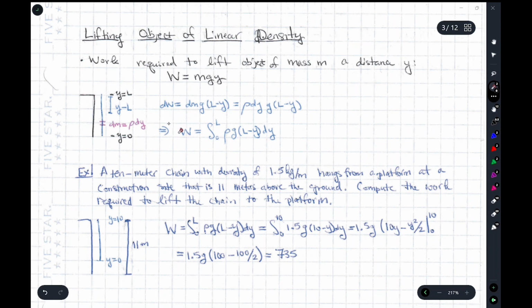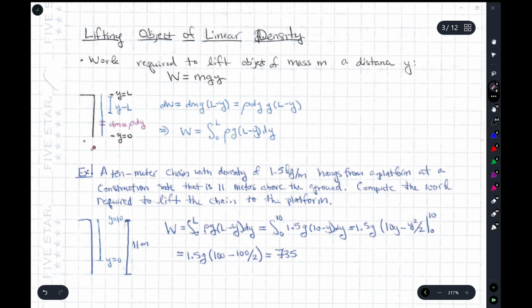Well, to lift up this small piece of this string, dm, we're going to use the linear density. This rho is the linear density, and so the mass of that little piece there is that linear density times the length of that little piece, dy. And so the work required to lift just that little piece is the mass times gravity times the distance that you're lifting it. You're lifting it L minus y distance. You can see that you have to do more work to get the bottom part up than the top part. You have to do no work at all to get that top part.